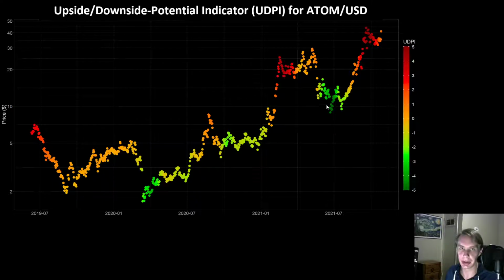And actually, the UDPI here identified the summer as being a historically great time to be buying Atom. It's when the downside potential had really been tapped out, deep green here. It's really saying we're unlikely to go much further. It's much more likely that we're going to start realizing some of that upside potential.